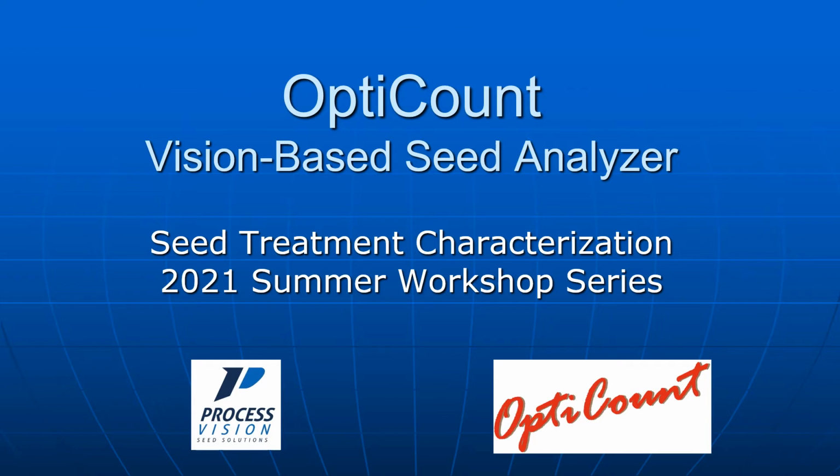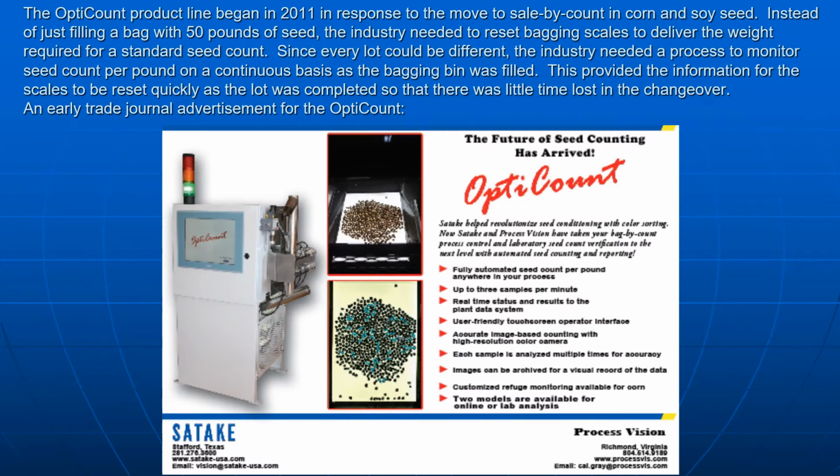Let's look at the OptiCount vision-based seed analyzer with more detail on our innovative treatment appearance rating system. We introduced the OptiCount product line in 2011 to provide real-time count per pound data to support the move to sale by count in soy and corn. The OptiCount Online can run product from your inline sampler as frequently as every 2 minutes and give a continuous stream of data on count per pound, but also data on size and shape variability.